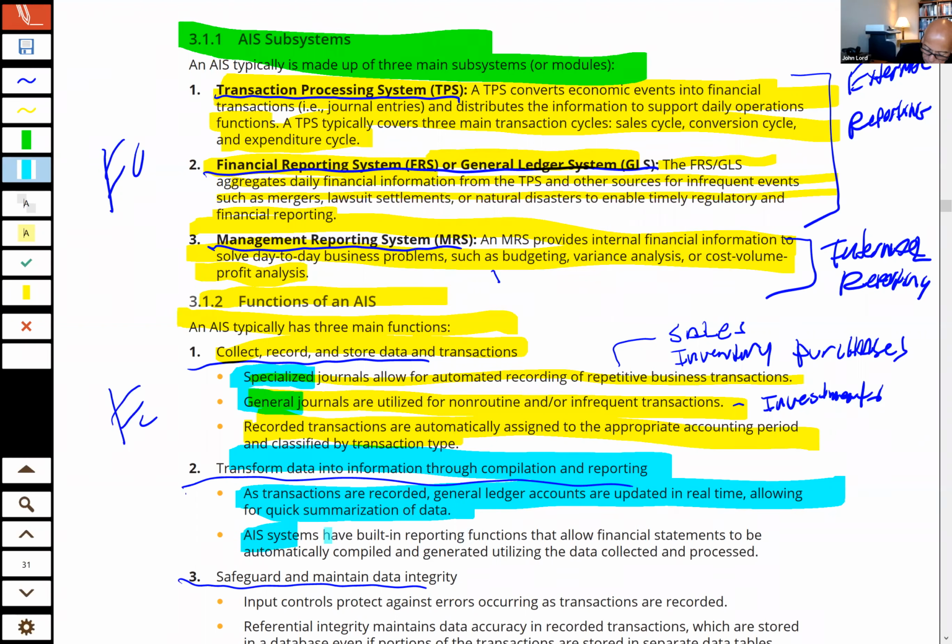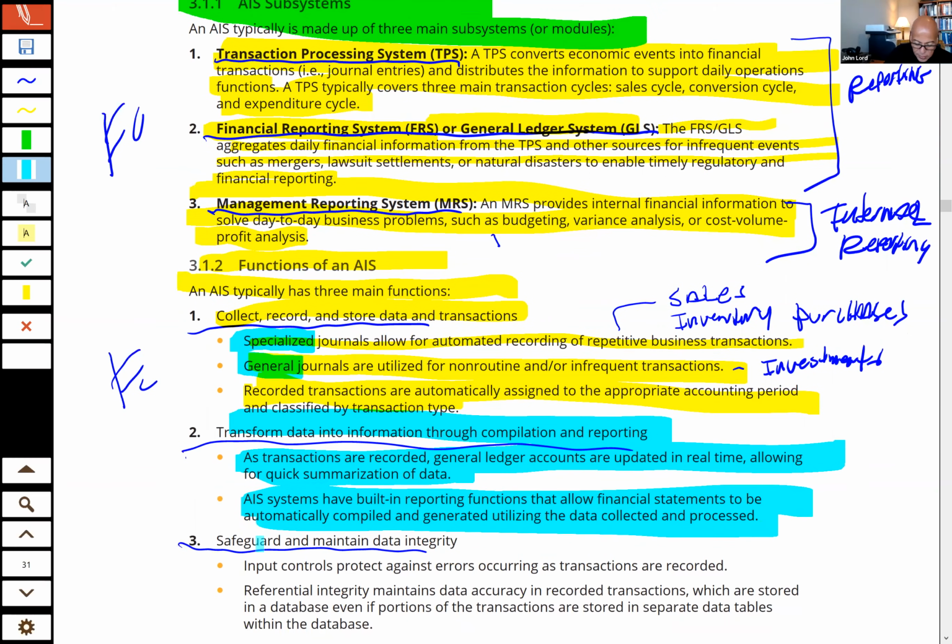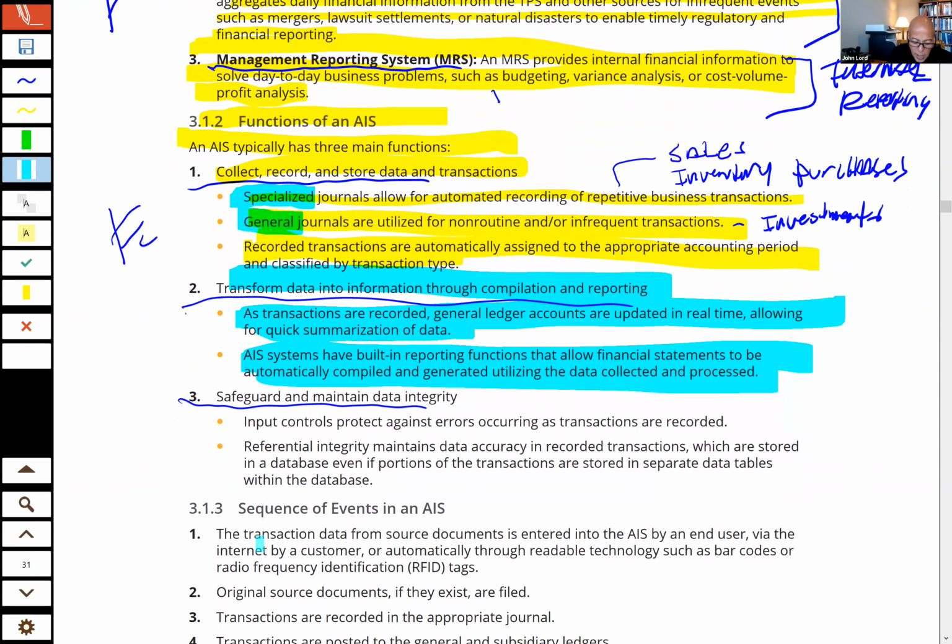And so AIS systems have built-in functions that allow financial statements to automatically be compiled. So you're using some sort of system that allows you to press a button and the financial statements are generated as this data is collected, okay? And then safeguard and maintain integrity.